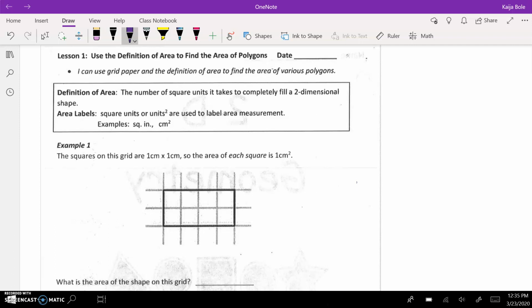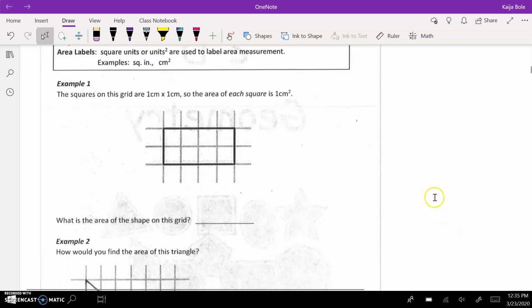So if you look in the box, it says the definition of area is the number of square units it takes to completely fill a two-dimensional shape. And then when we talk about labels for this, we're always talking about units squared. So remember that little 2 up at the top, the centimeters here, that means squared. So if we look at example 1 here, the squares on the grid are 1 centimeter by 1 centimeter. So the area of each square is 1 centimeter squared.